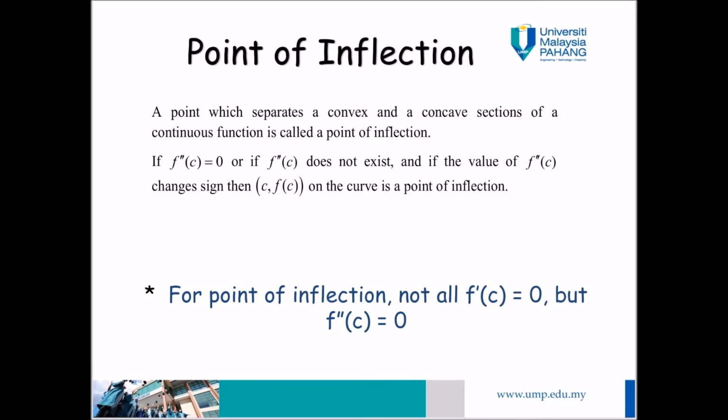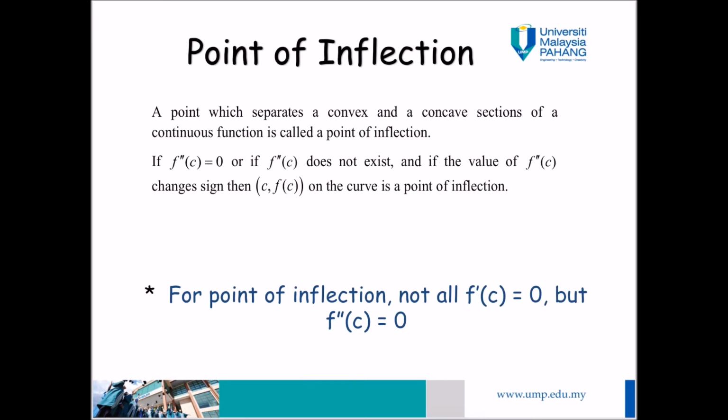Okay, hello students. So in this video, as promised, I will tell you about point of inflection. A point which separates a convex and a concave section of a continuous function is called a point of inflection. How do you find a point of inflection? If f double prime is equal to 0, or if f double prime c does not exist, and if the value of f double prime c changes sign, then (c, f(c)) on the curve is a point of inflection.